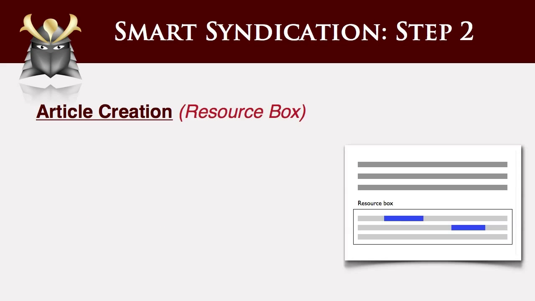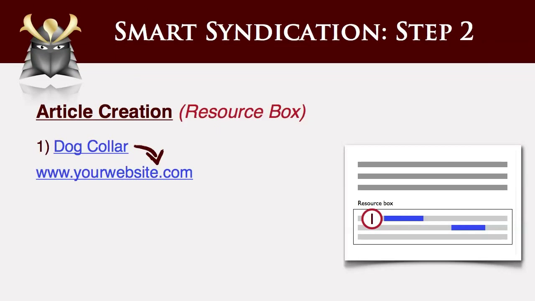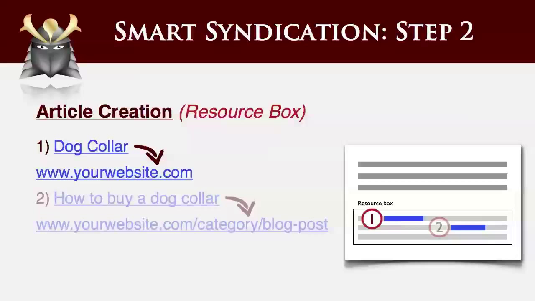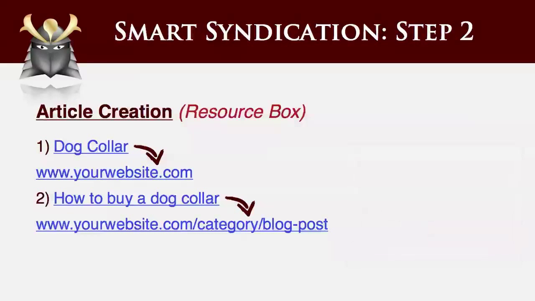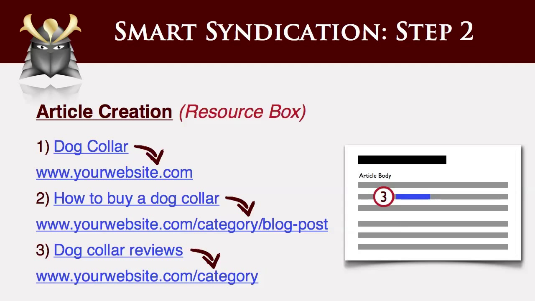Of the 2 links in the resource box, link one of them to your homepage using the anchor text that you want your homepage to rank for, and then use the second resource box link to link to an individual blog post that is relevant to the syndicated article. Once again, using the keyword that you'd like your blog post to rank for as your link anchor text. And then finally, use the link in the main body of the article to point to a category page on your website. Once again, choose a keyword phrase that you'd like the category page to rank for when you select the anchor text for your link.